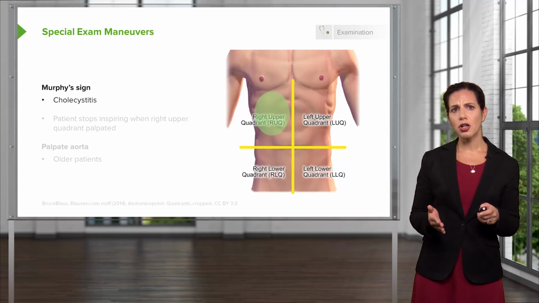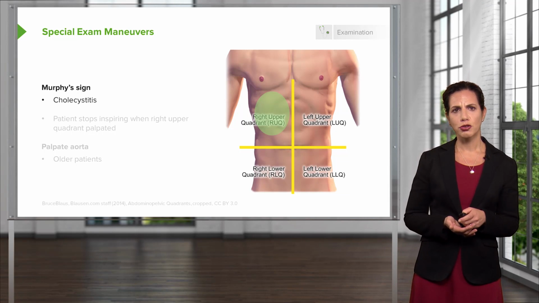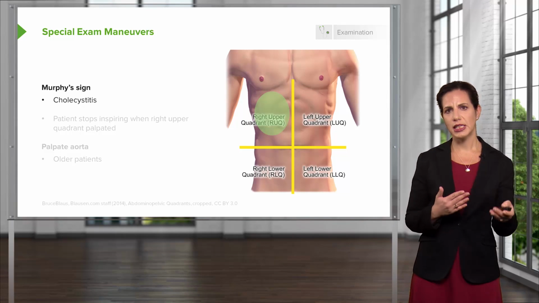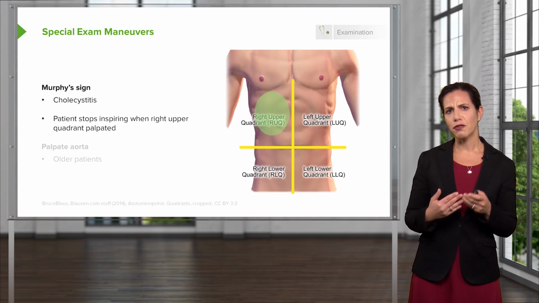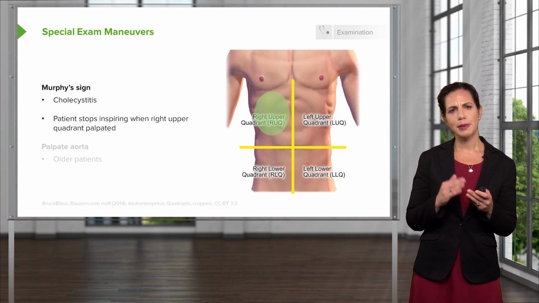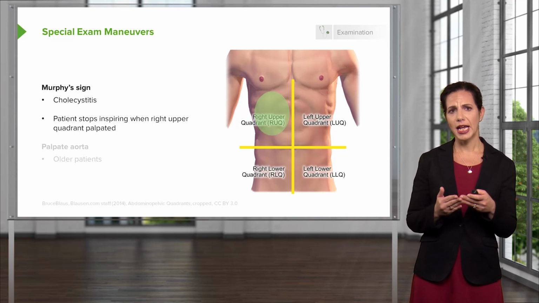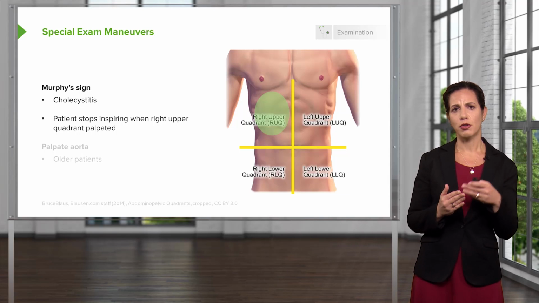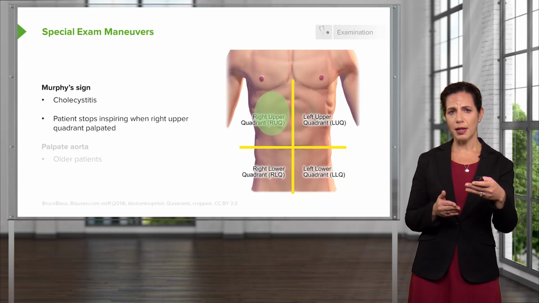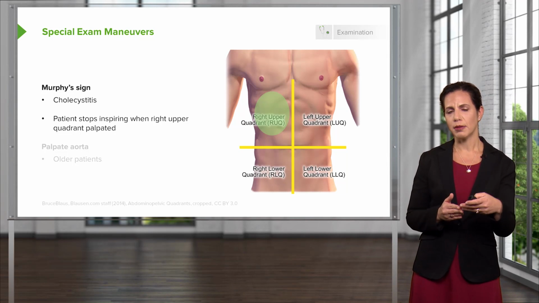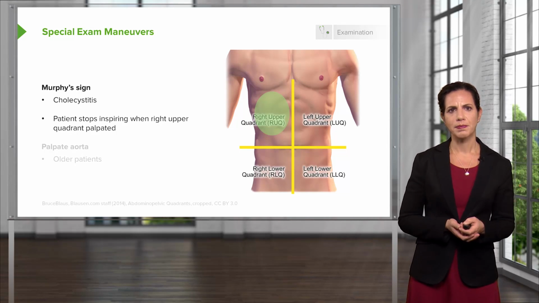Now, there are some additional exam maneuvers that you want to think about doing. One of them is Murphy's sign, and that is taking a closer look at the gallbladder, indicating if there's disease in the gallbladder, for cholecystitis. What you do in that situation is you feel in the right upper quadrant, and when you're palpating deeply in the right upper quadrant, the patient stops inspiring. That's indicating that the pain is so severe or localized to that area that the patient will stop inspiring. This can be done on a physical exam and also during an ultrasound exam. So when you're doing the ultrasound for the patient, you can see if they have a positive Murphy's.